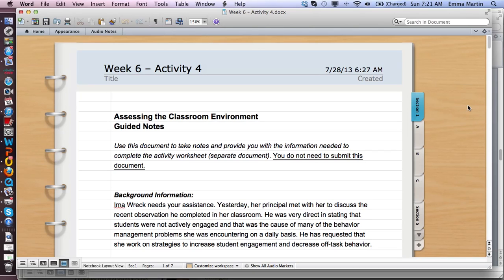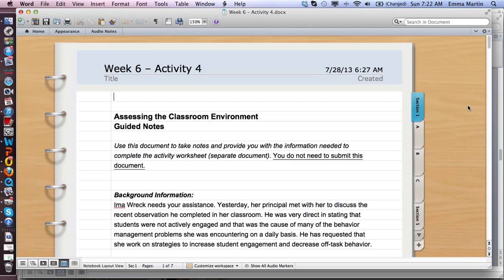Welcome to Week 6, Activity 4, Assessing the Classroom Environment. Today what we're going to do is go through some guided notes on specifically how to do this. You have a copy of the notes that you can fill out as we go along, and this will help you to answer the reflection questions that you will submit for points. You do not need to submit this document.